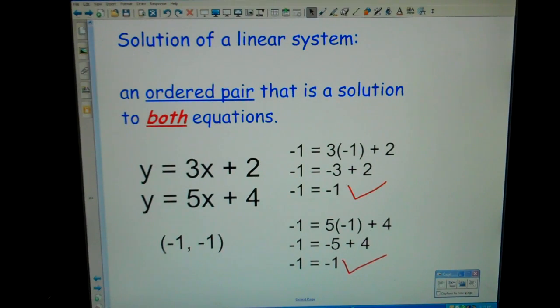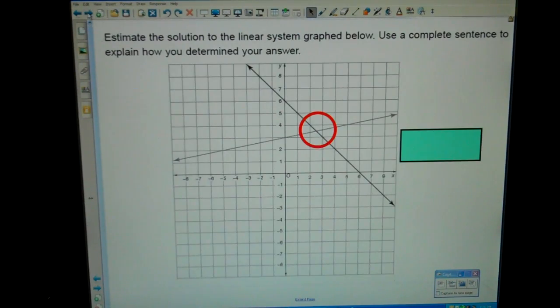Somewhere like... what wouldn't work is if you ended up with 8 on this side. Over here, -1 is equal to 8. Well, that's not true, so that's not going to be a solution. Okay? There's one solution for this. Now, I don't know about you, but guessing and checking seemed pretty hard to do. We're going to come up with a more substantial way to solve these linear systems.